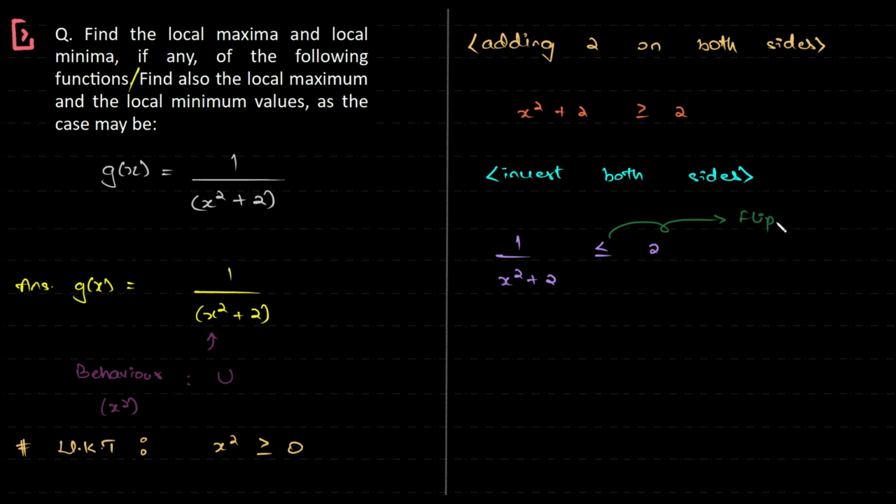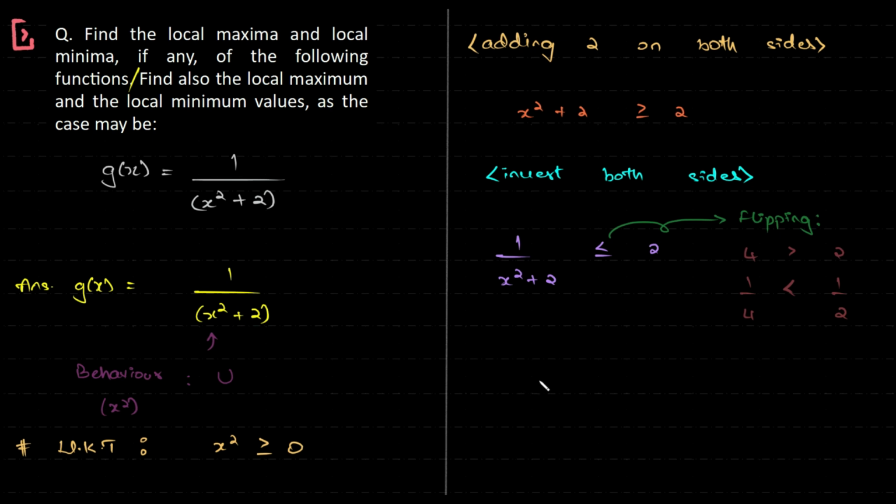Right, the flipping happens because of the following explanation. I can give this. 4 is greater than 2. 1 by 4 and 1 by 2. If we compare this, 1 by 4 is 0.25 and 1 by 2 is 0.5. 0.5 is clearly greater than 0.25. So with that understanding, you will be able to understand this.